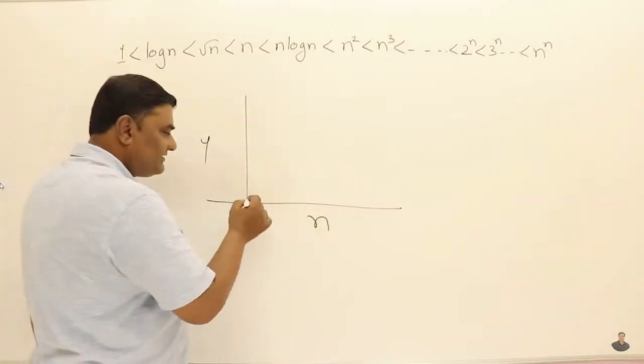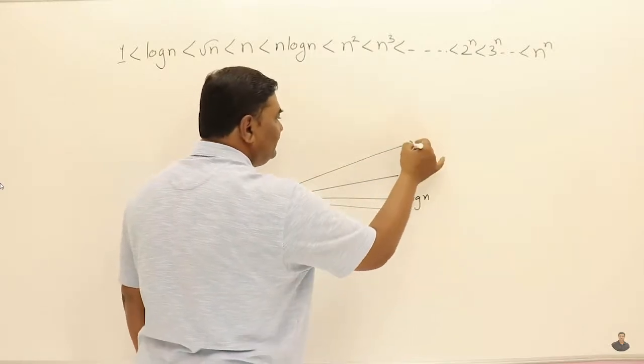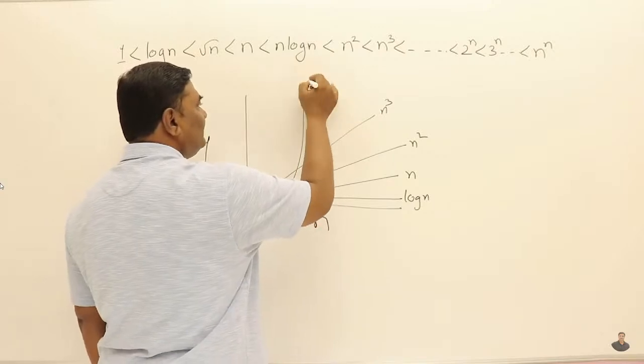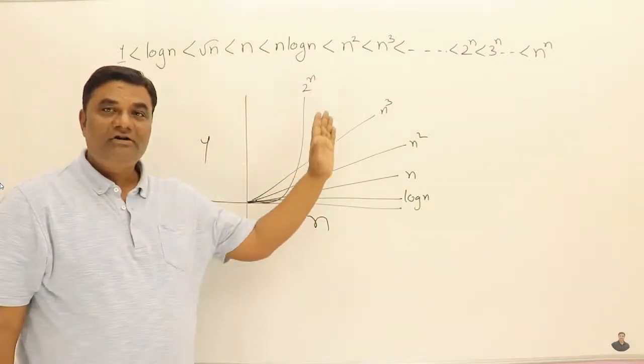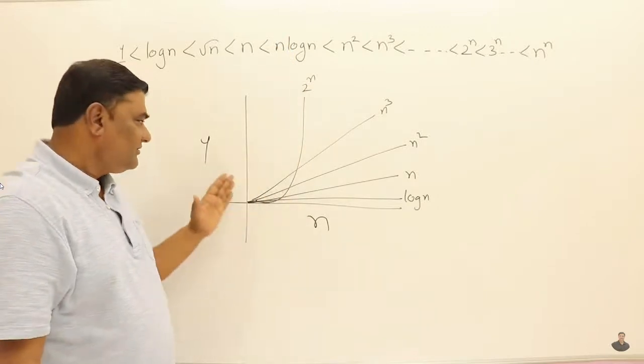Look on the graph. Suppose this is log n. This line is showing n, and this line is showing n square. So this is log n, this is n, this is n square, and this is n cube. Then this will show 2 power n. This represents 2 power n. So initially the value of 2 power n may be smaller, but certainly it will have a higher rate of increase.